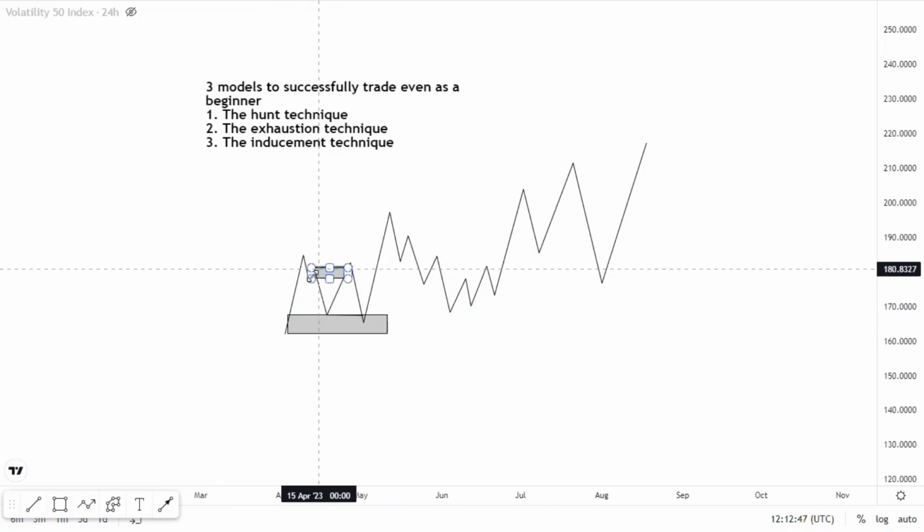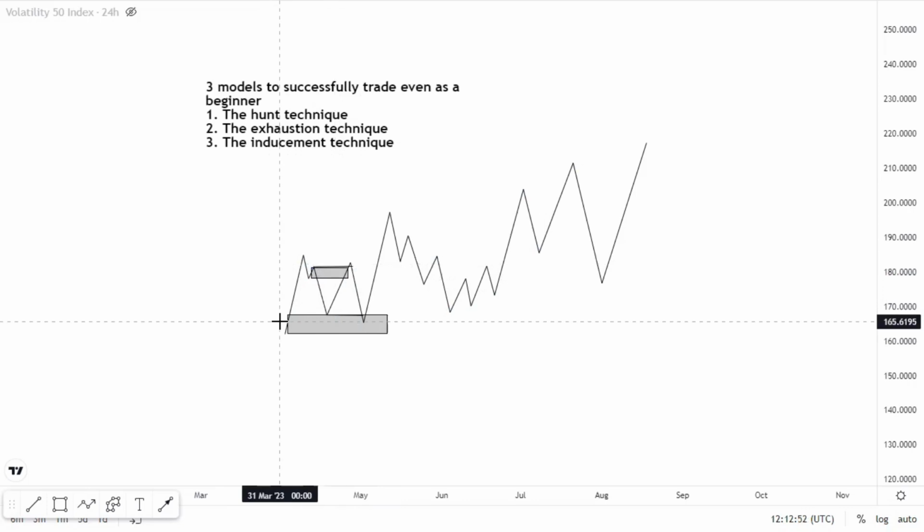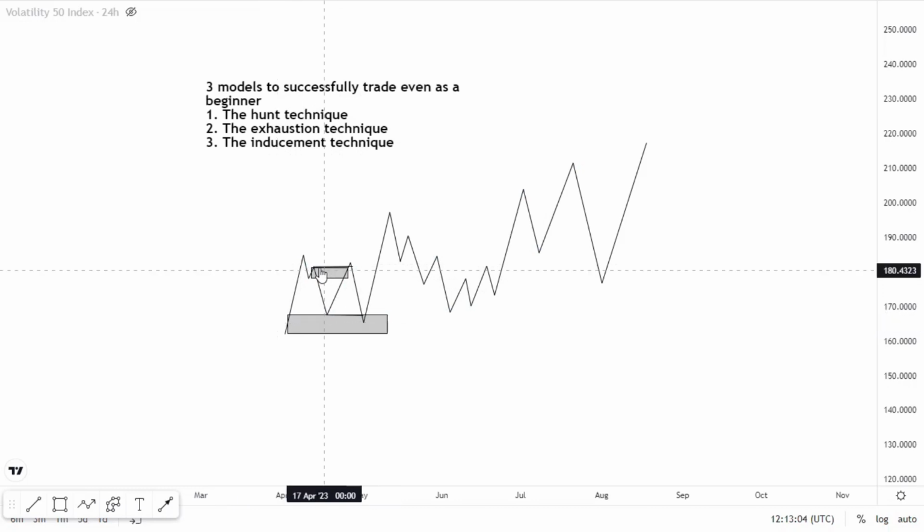Immediately the market takes them out, they believe that we have a break of structure to the upside because the market has gotten to the weak of an order block around this area. So they believe that this high being broken simply means it has given us a break of market structure.